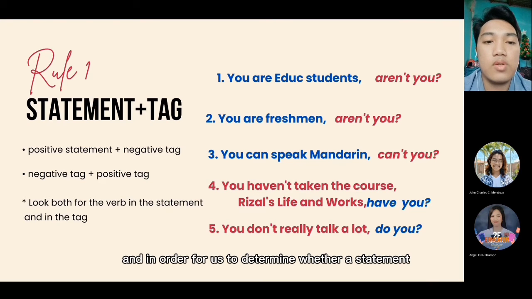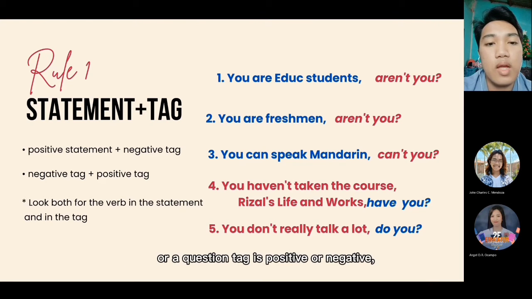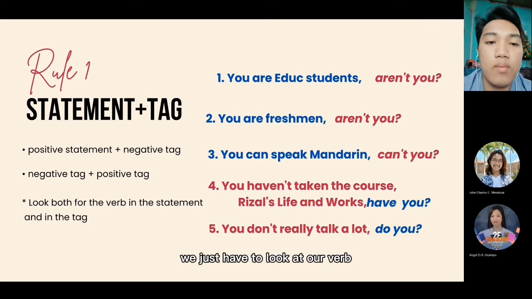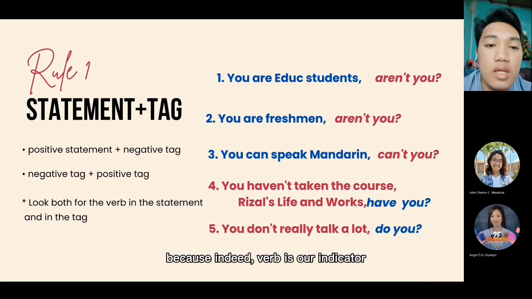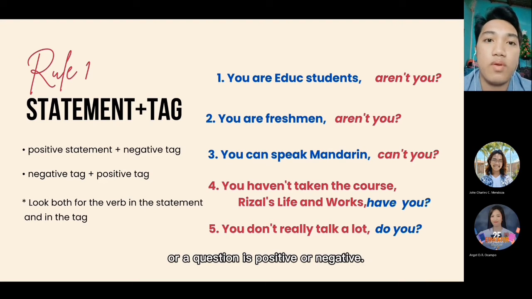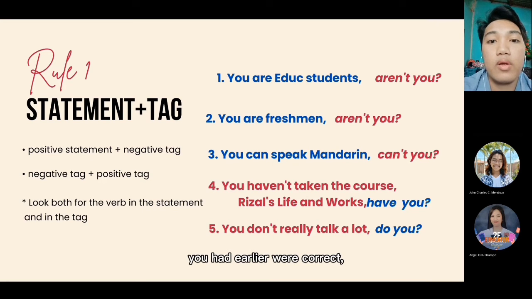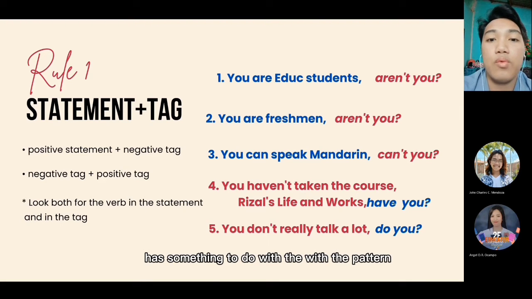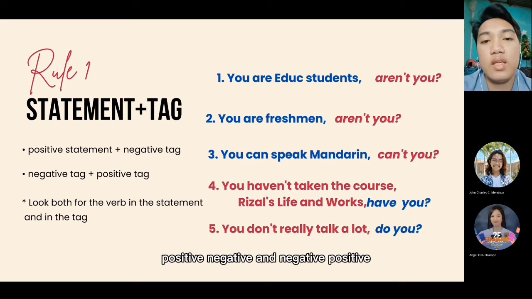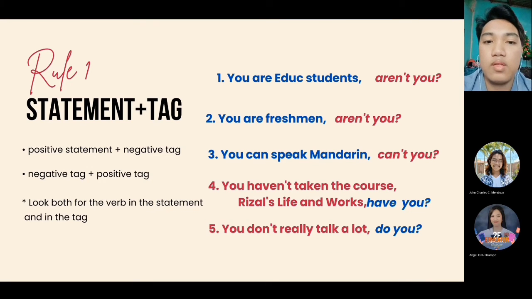In order for us to determine whether the statement or the question tag is positive or negative, we just have to look at our verb, because indeed, the verb is our indicator whether a statement or the question is positive or negative. So actually, the conclusions that you had earlier were correct, that the first rule in question tag has something to do with the pattern positive, negative, and negative, positive. Just like what we have in this set of questions. You are adult students, aren't you?